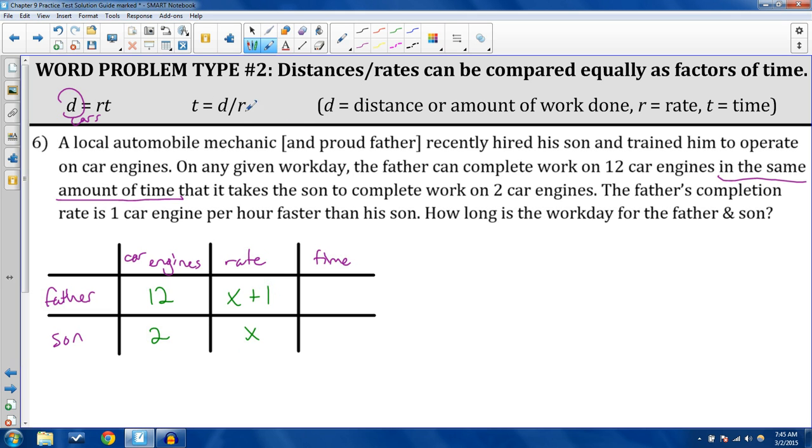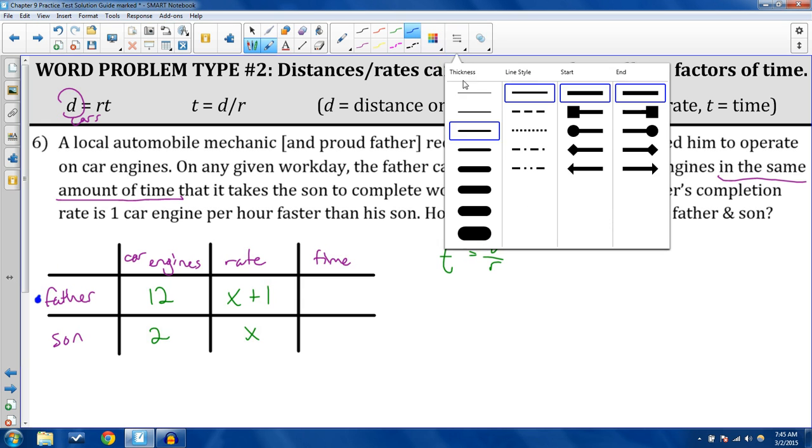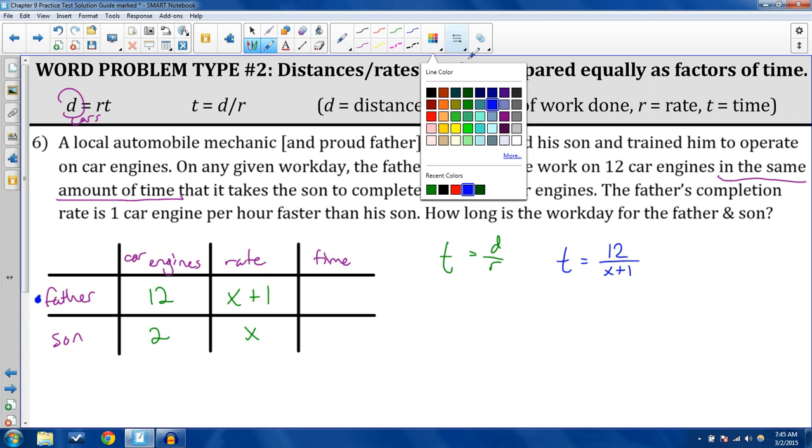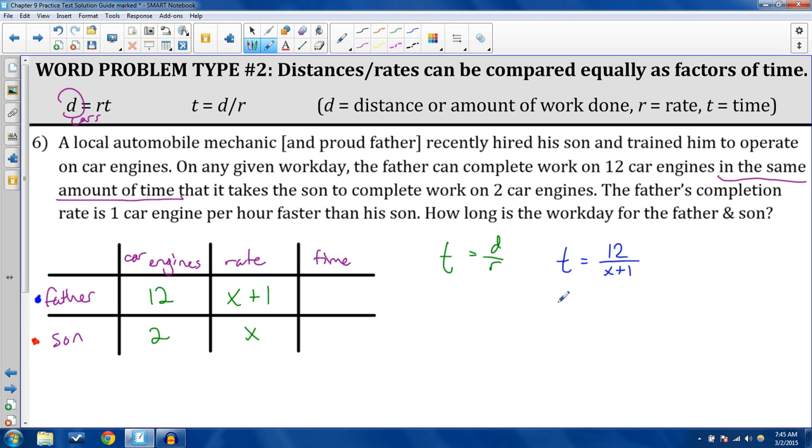Now time, I'm going to bring this down here. Time is distance over rate. In this case, for the father, if I mark him in blue, his time is 12 cars at a rate of X plus 1 cars per hour. That'll give you how long it takes him to do that. The son, I mark him in magenta. Oh, no, we're already using that. If I mark him in red, the son's time is 2 cars at a rate of X cars per hour, which gives you how long he does it for.